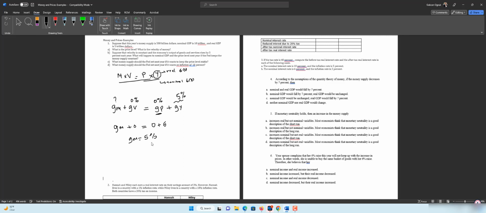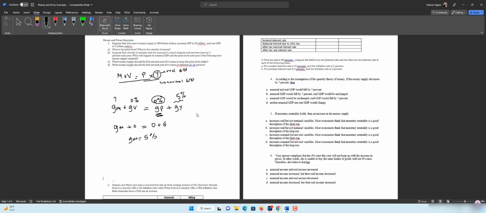That's how we find. And again, I'm repeating here, we want price level to be constant. That means price level is not going to grow. And we know that the output grows by 5%, and we know that the velocity is not growing as well. And then using quantity theory of money equation, we find out the money supply should grow by 5%.